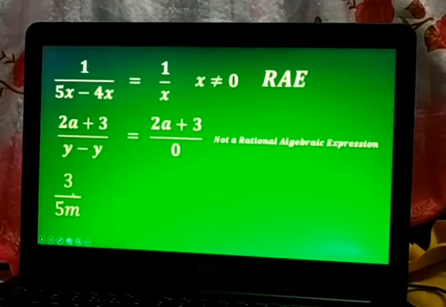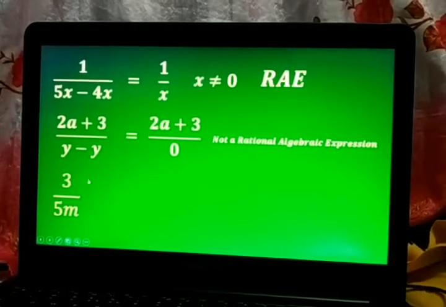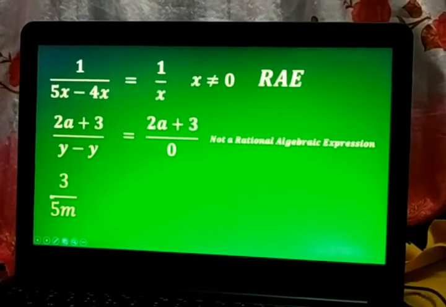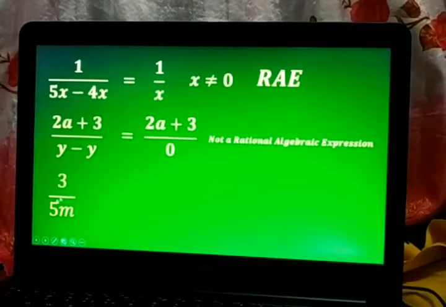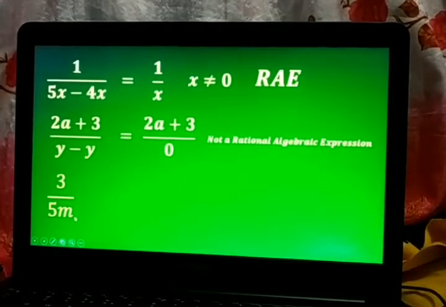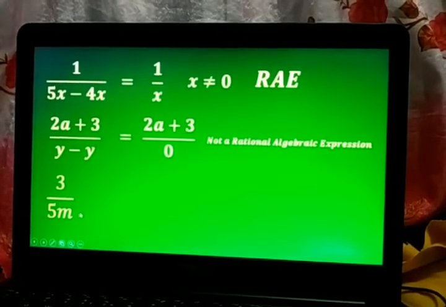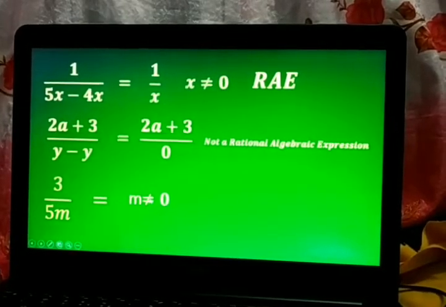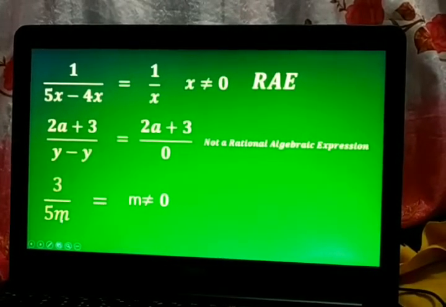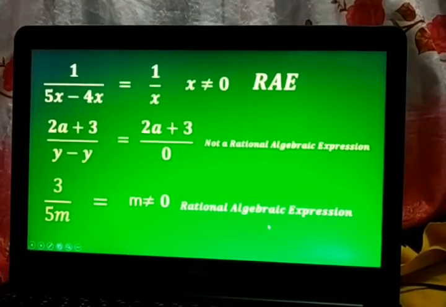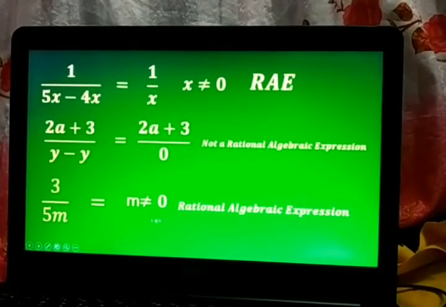Next, 3 over 5m. Is this in ratio form? Yes. Let's focus on the denominator, 5m. If m is 0, then 5 times 0 is 0. But always put the statement that m is not equal to 0. If m is not equal to 0, then 3 over 5m is a rational algebraic expression. Again, do not forget this statement.